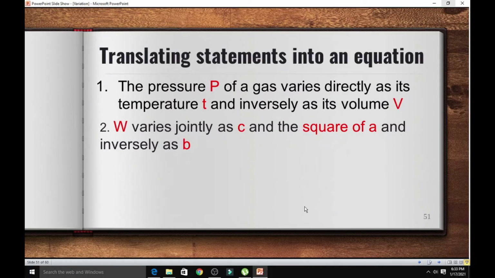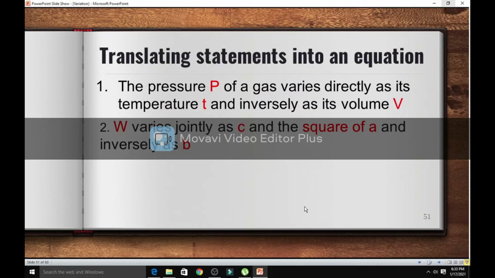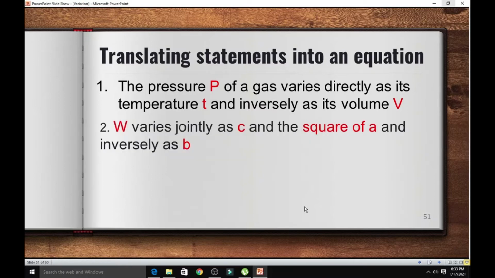So how are we going to translate statements into an equation? So I have here two examples. The first one: the pressure P of a gas varies directly as its temperature T and inversely as its volume. So kung makikita nyo, kulay red na yung mga variables na gagamitin natin sa equation. So how are we going to write an equation for number 1?